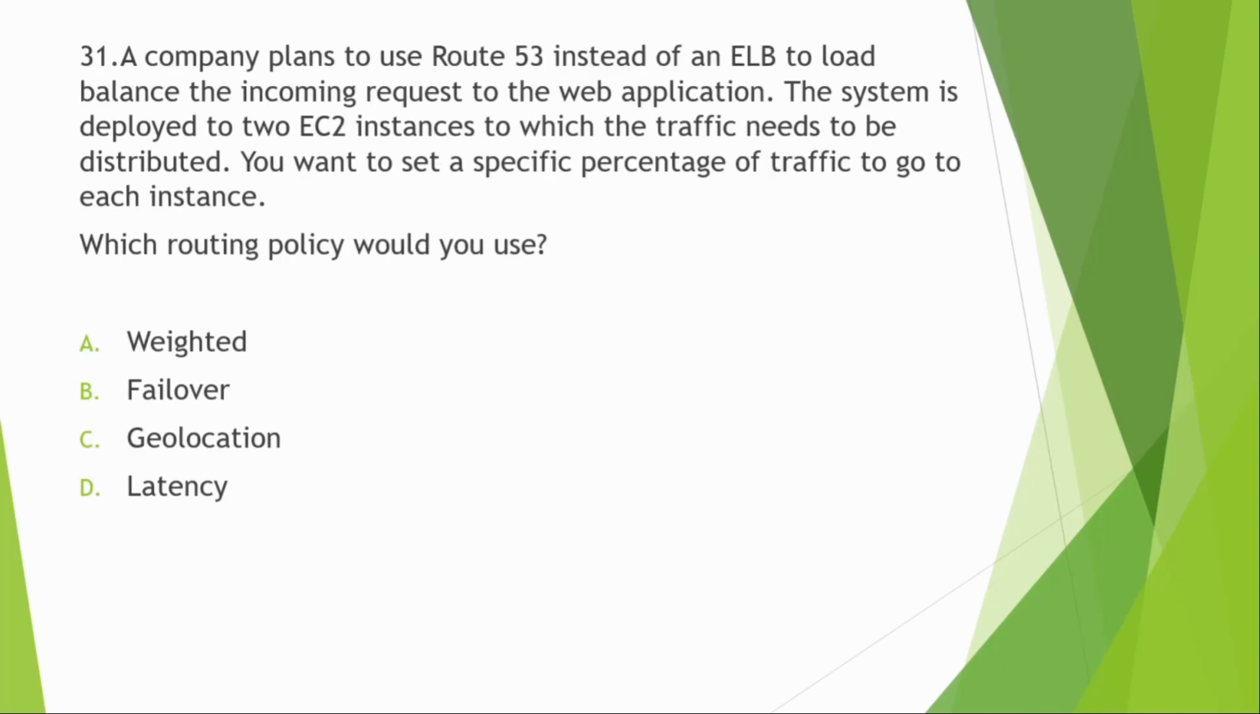Next question. A company plans to use Route 53 instead of an ELB to load balance the incoming requests to the web application. The system is deployed to two EC2 instances to which the traffic needs to be distributed. You want to set a specific percentage of traffic to go to each instance. Which routing policy would you choose?